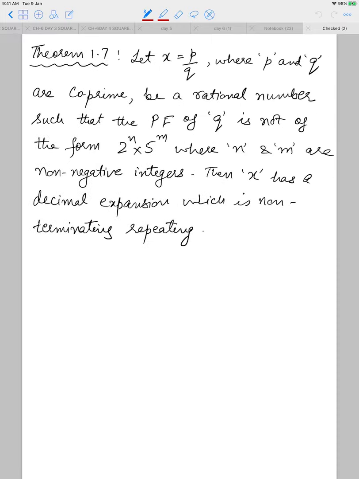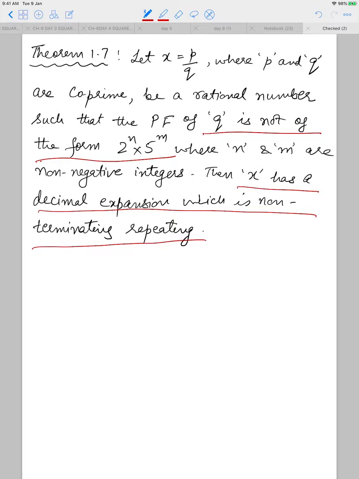Now the last theorem in your textbook is theorem number 1.7, which says, let x is equal to p by q, where p and q are co-prime, be a rational number such that the prime factorization of q is not of the form 2 to the power n into 5 raised to the power m, where n and m are non-negative integers. Then what do you conclude about x? Then we will say x will have a decimal expansion which is non-terminating and repeating. So I hope all the three statements are clear to all of you.